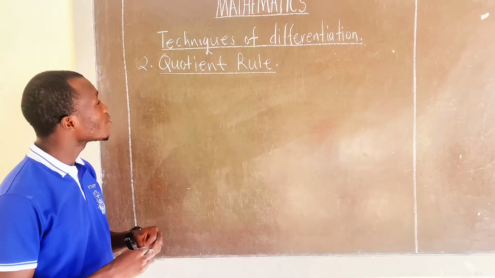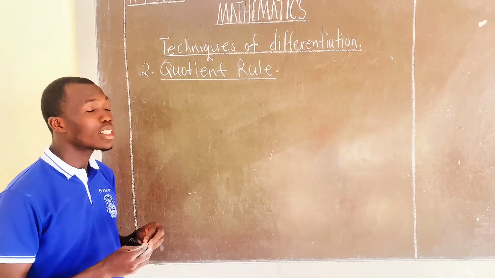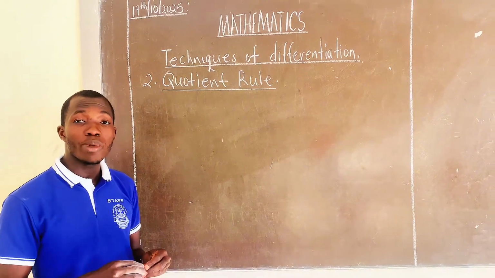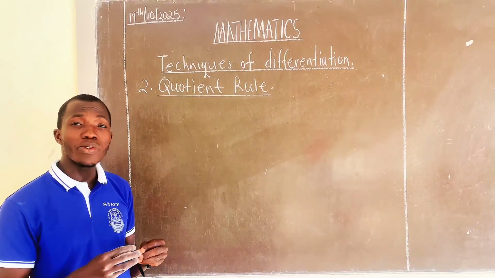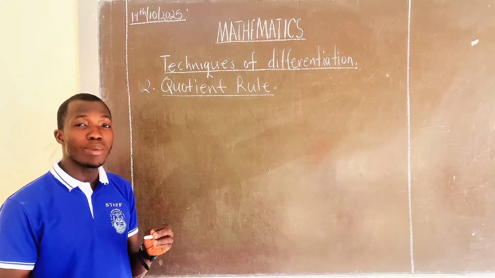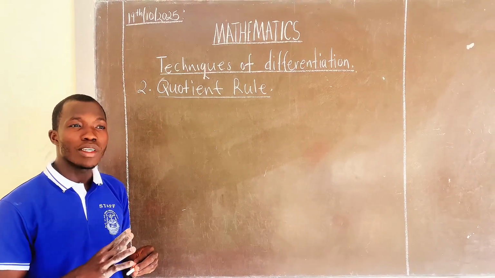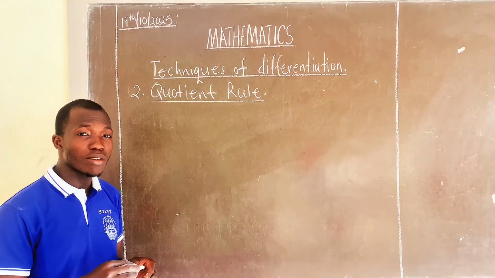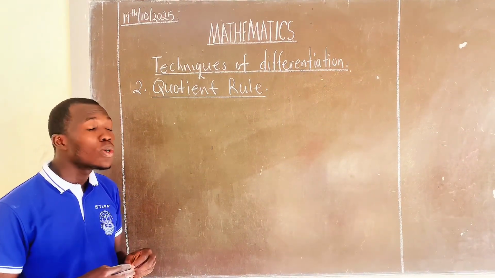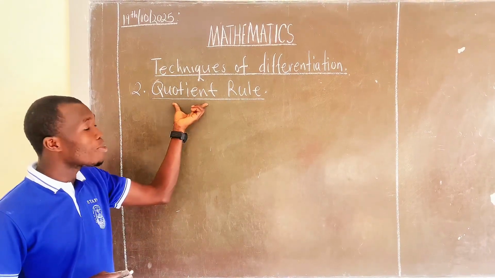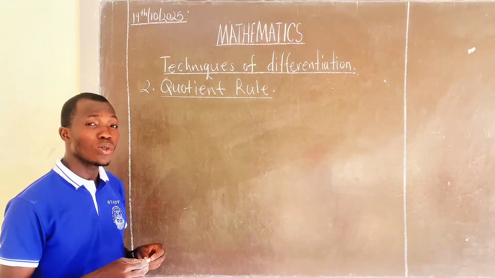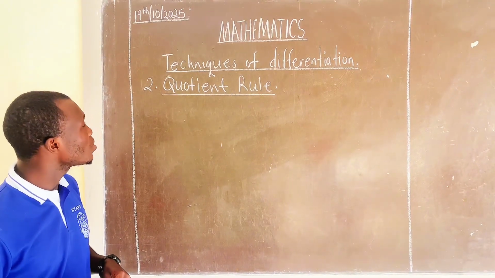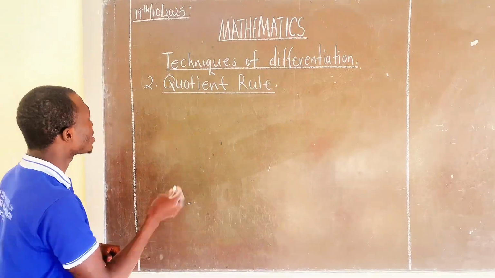And the second one we are going to look at is the quotient rule. So this quotient rule will help us to differentiate functions which have been divided, like we have function y is equals to x plus 1 divided by x plus 2. So there we shall now apply quotient rule to differentiate such functions. So before we use it, let's first derive it.